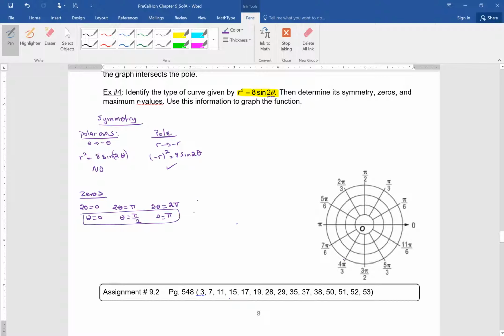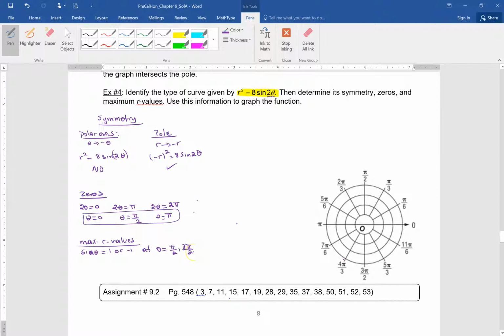Now, what about the maximum r values? What is the maximum value of the sine? 1, right? Or in this case, it's 8. So, where is sine maximum? Where is sine equal to 1? Pi over 2 and 3 pi over 2. Okay, so maximum r values, it's absolute value. So sine of theta is equal to 1 or minus 1 at theta equals pi over 2 and 3 pi over 2.